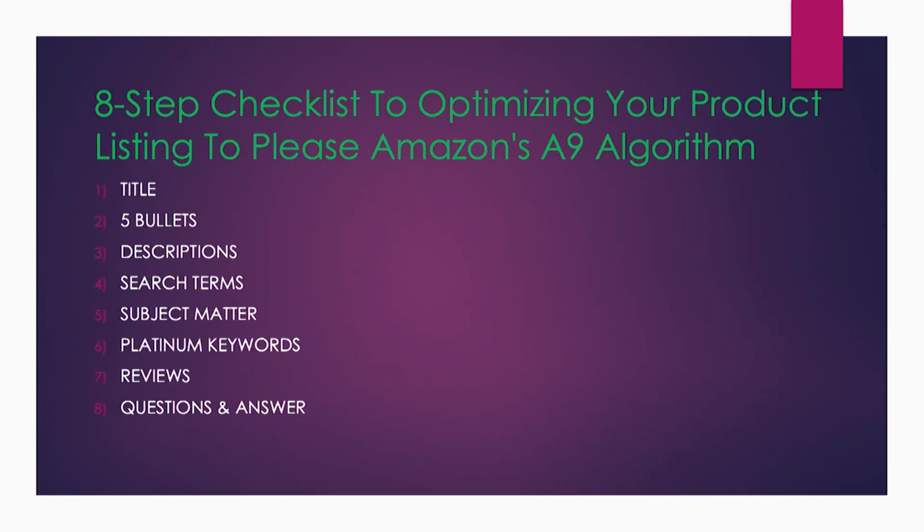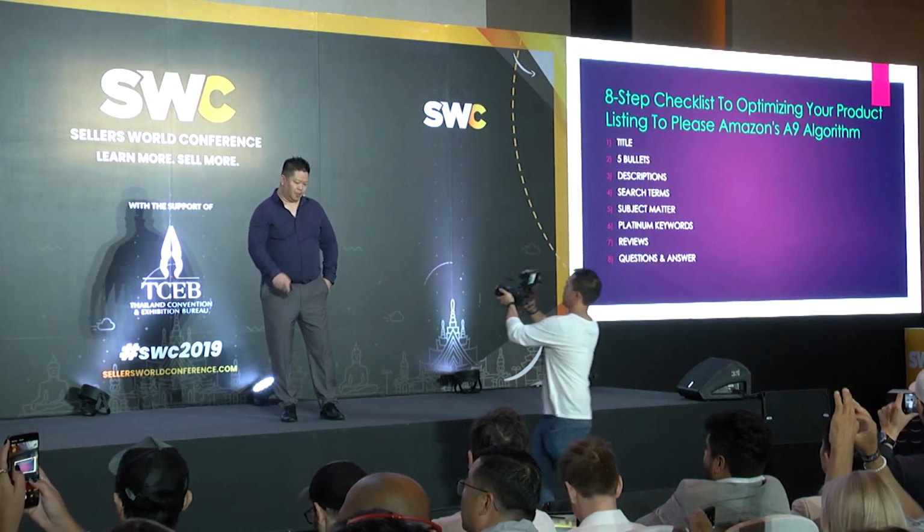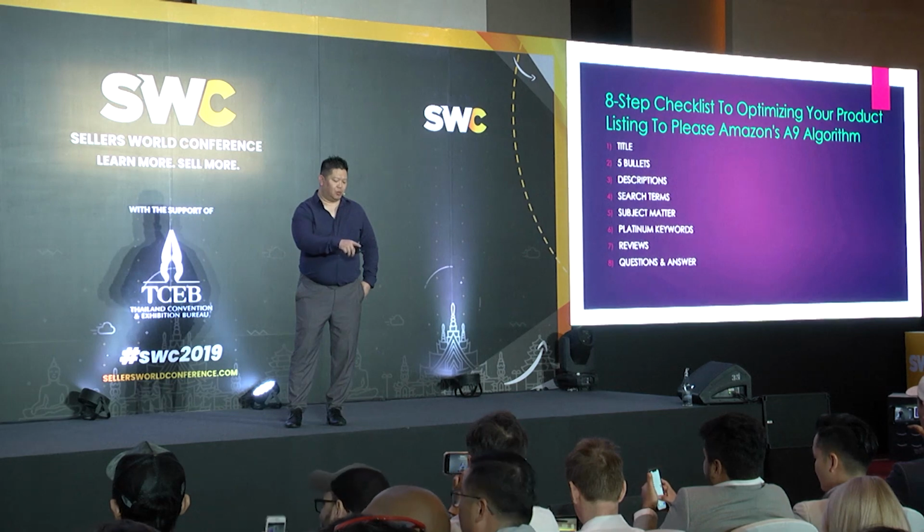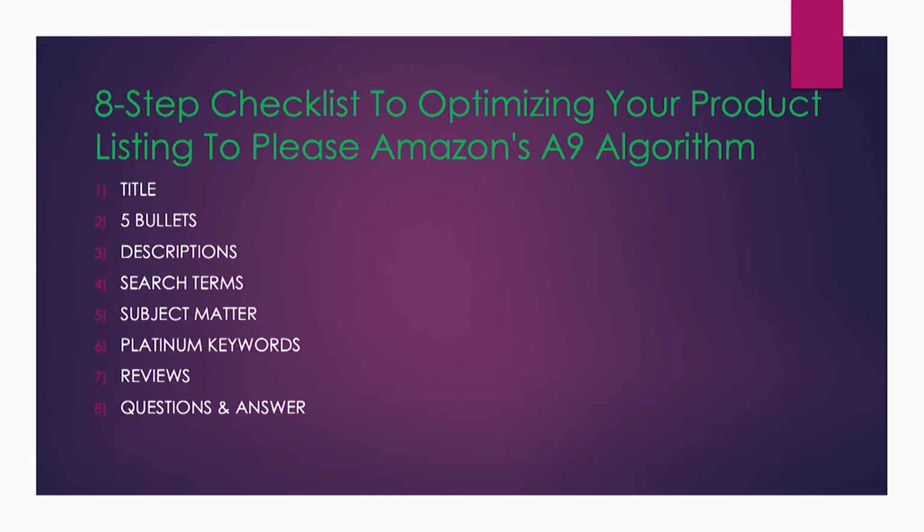So let's go into the basics. We're going to talk about ranking, right? The basic for ranking is first to optimize your page. So here is the 8-step checklist that you should look at when you do optimization on your listing page. Make sure you fill out all the keywords that you think it's going to sell on title, bullets, description, search term, subject matter, platinum keywords, reviews, and questions and answers. In that order, okay? I'll talk a little bit more about this as well, but just remember that. Take some pictures if you can.